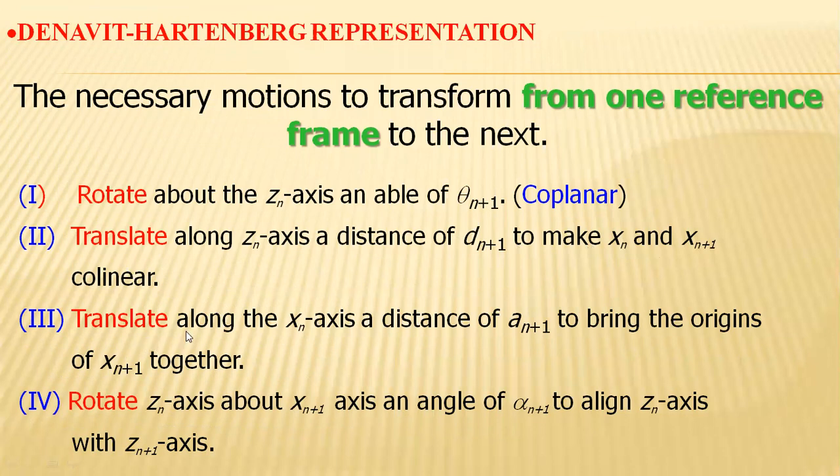Next, the third point here is translating along the x-axis a distance of an plus 1 to bring the origins of xn and xn plus 1 together. See, next further translation.